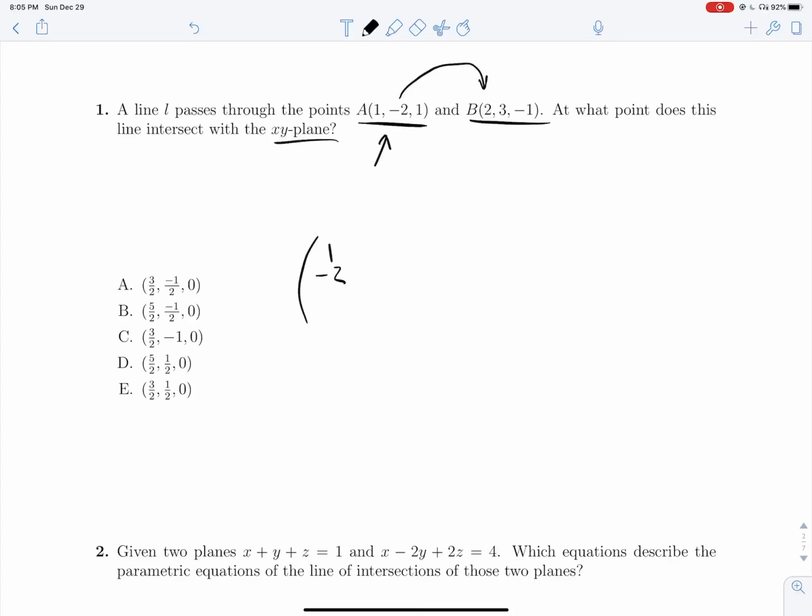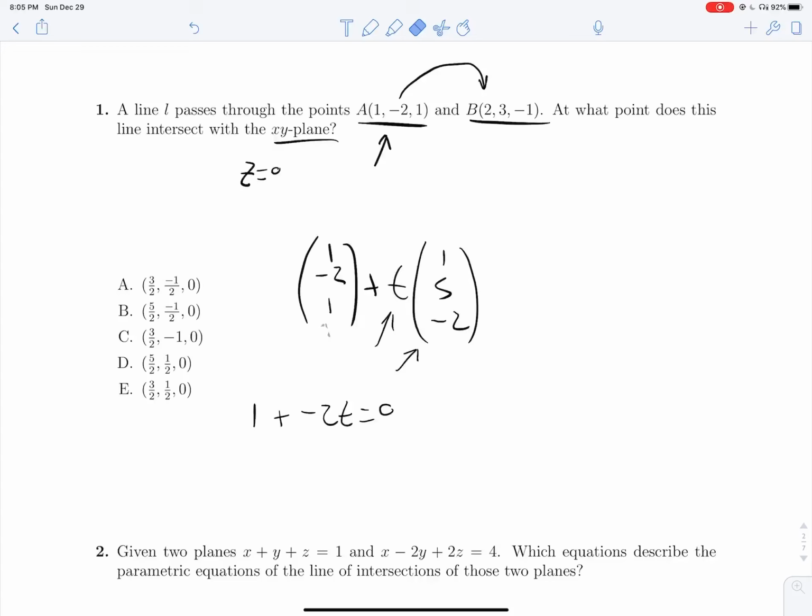We know that (1, -2, 1) is on the line, and for every unit t, we want to move along this vector that we're talking about. In this case, the vector that points from A to B is going to be (1, 5, -2). We're looking for the intersection point of this line with the xy plane. Well, we intersect the xy plane when z is equal to 0. So in order to figure out what value of t we need, we're going to solve the equation 1 plus -2t is equal to 0, just pulling out the z components.